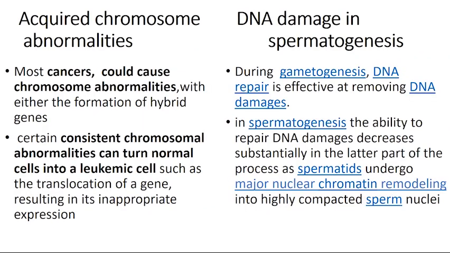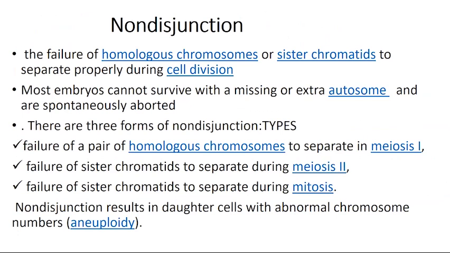Acquired chromosomal abnormalities: most cancers can cause chromosomal abnormalities, due to changes such as the formation of a hybrid gene. Consistent chromosomal abnormalities can turn normal cells into leukemic cells, such as through translocation of the gene. When there is modification in the gene, it can turn a normal cell into an abnormal cell. Damage in spermatogenesis: during spermatogenesis, DNA repair and the spermatids undergoing major nuclear chromatin remodeling, all of this can result in abnormality. Non-disjunction.